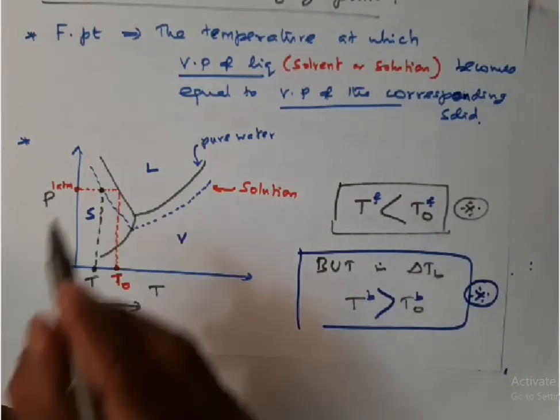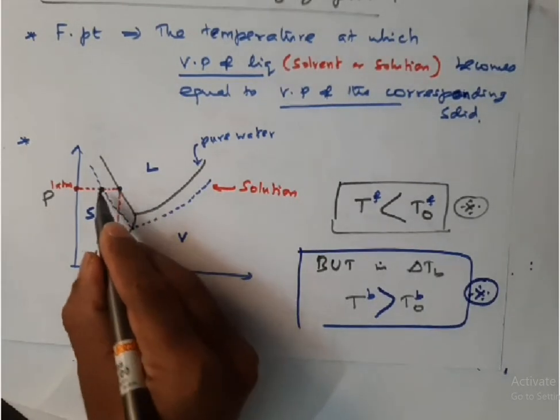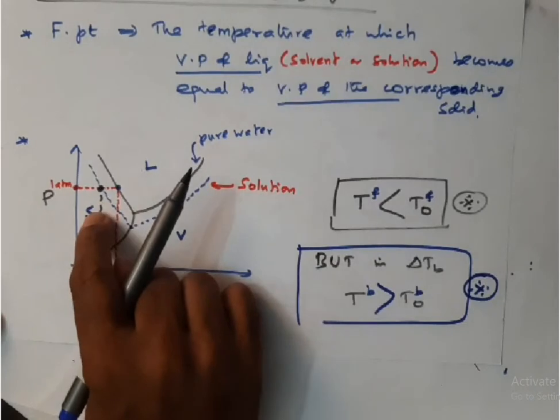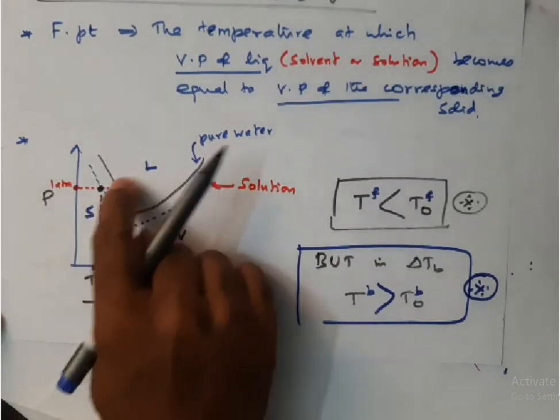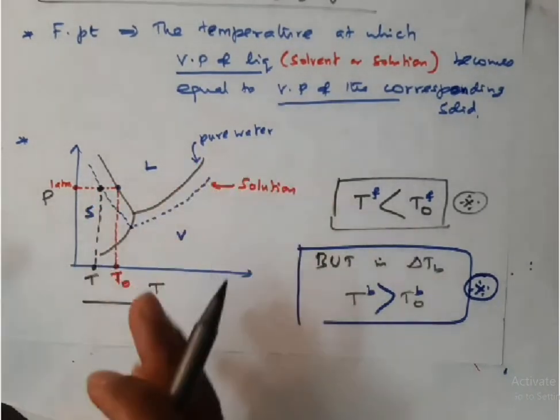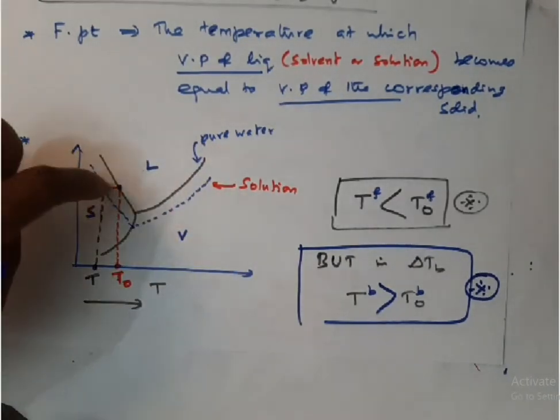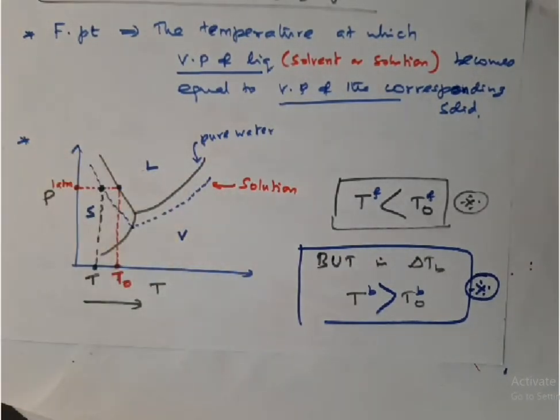Okay, so this gives you the freezing point. Freezing point means the temperature at which the vapor pressure of the liquid and the vapor pressure of the solid become equal. So at this point the vapor pressures are equal, and that temperature is called the freezing point. Okay, students, is this clear? Any doubt in this? No, sir. Yeah, very good.